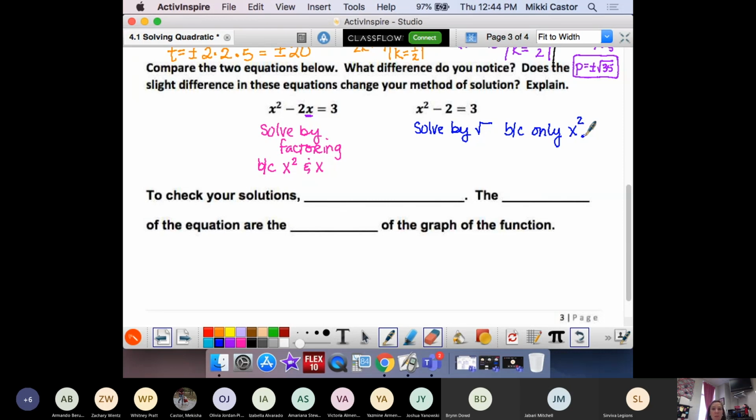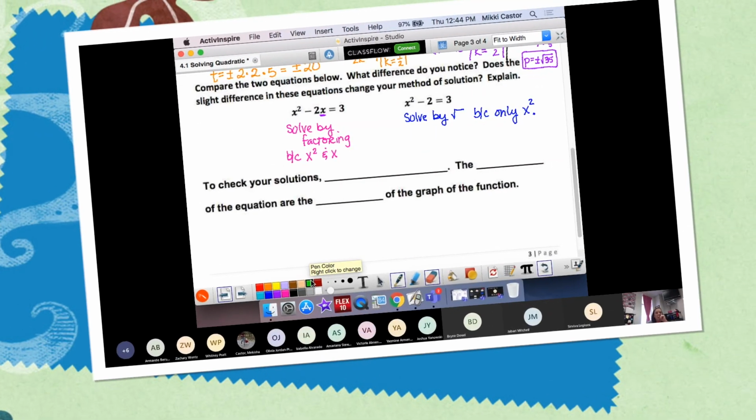So there will be some problems on your homework where you'll have to determine which method you need to use. And this is really kind of what you need to take a look at as far as that's concerned. Is there an x and an x squared? If there is, you need to solve by factoring. If there's only an x squared, you can solve it by square roots.